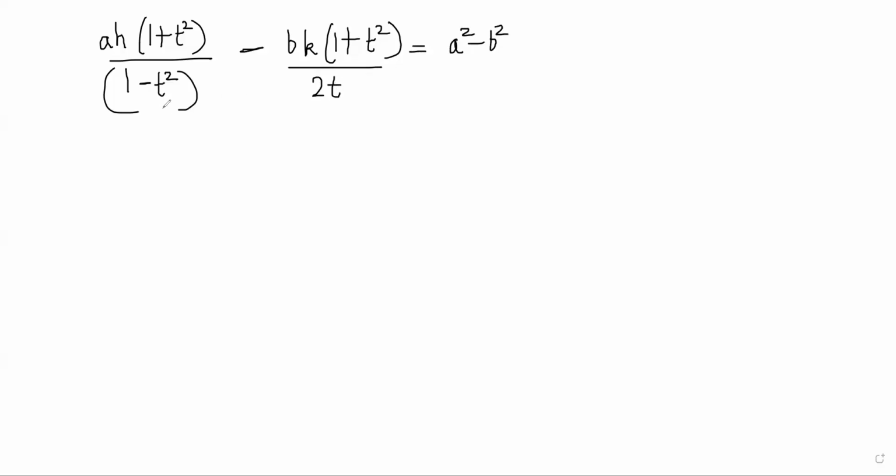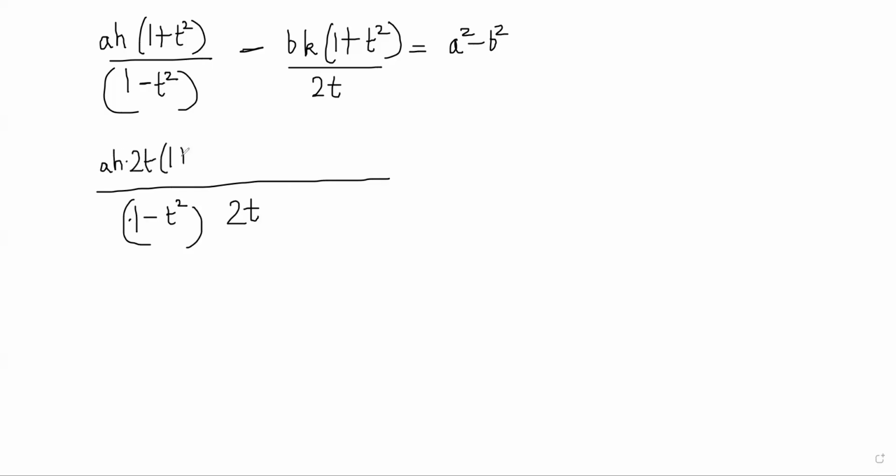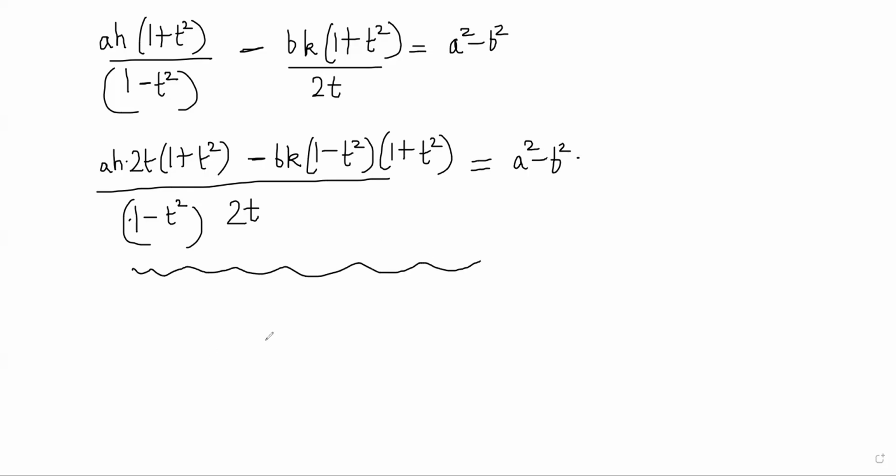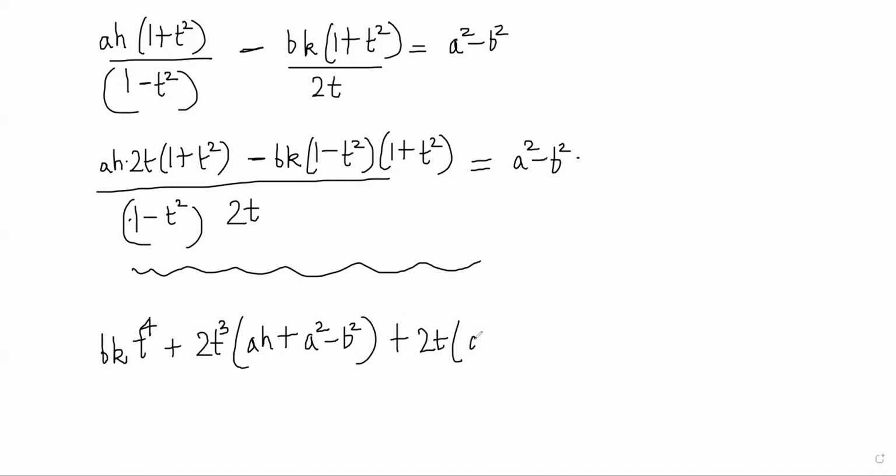Now, if you simplify this, you will have to take a common denominator like this: (1 minus t square) times 2t. So you will get basically a into 2t (1 plus t square) minus bk (1 minus t square) into (1 plus t square) is equal to a square minus b square. After a little bit of simplification, you will get this equation: bk t power 4 plus 2t cube a plus (a square minus b square) plus 2t a minus (a square plus b square minus bk) is equal to 0.